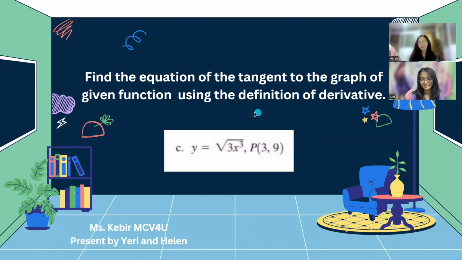So today we are going to solve one problem. That is, we have to find the equation of the tangent to the graph of the given function here, y equal to square root of 3x cubed at a given point. Of course, we have to use the definition of the derivative here.